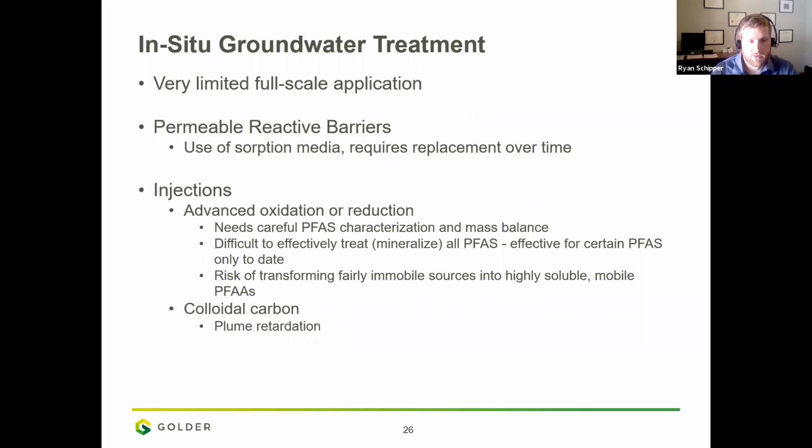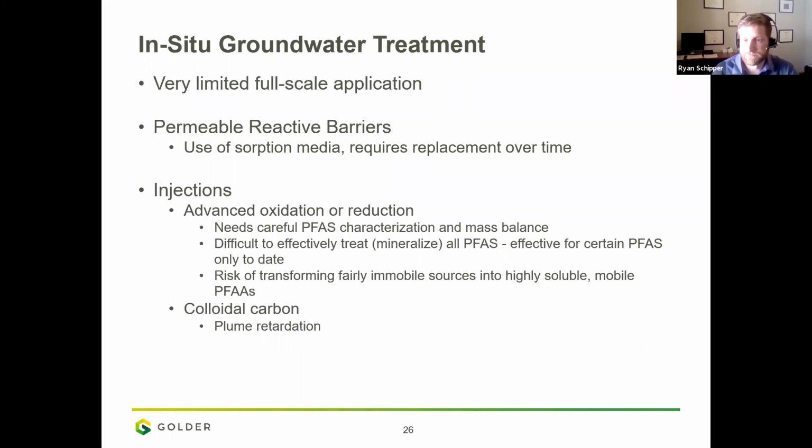Another thing you have to be concerned with, and we've touched on it a couple of times, is precursors. You run the risk of converting those precursors into a terminal PFAS component. So really, you run the risk of creating potentially more mobile PFAS constituents, as well as higher levels of the PFAS.